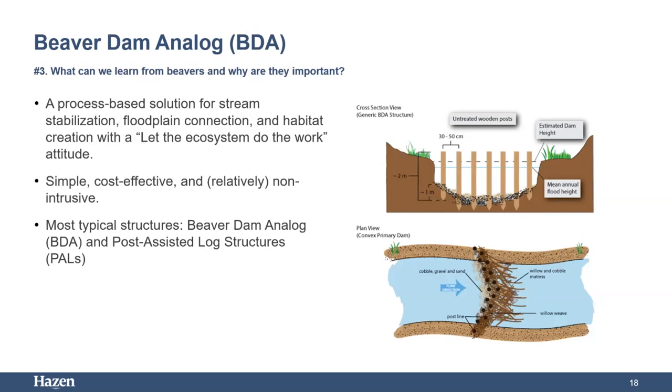These types of approaches are also extremely cheap compared to more, quote unquote, traditional stream restoration methodologies, because they're simple and you're not bringing in that type of machinery. There are also other types of wood-based structures, called post-assisted log structures, and those features do things a little bit differently. They actually help recruit sediment from the bed and banks while entrapping wood as well.